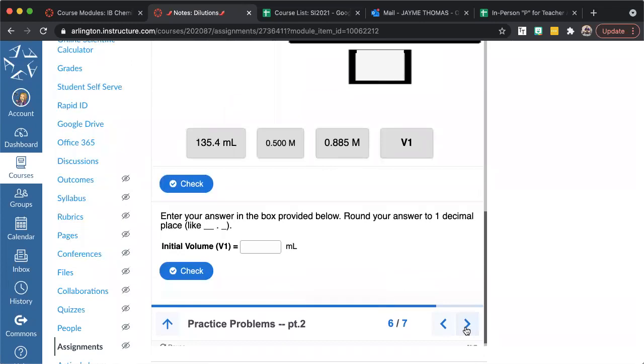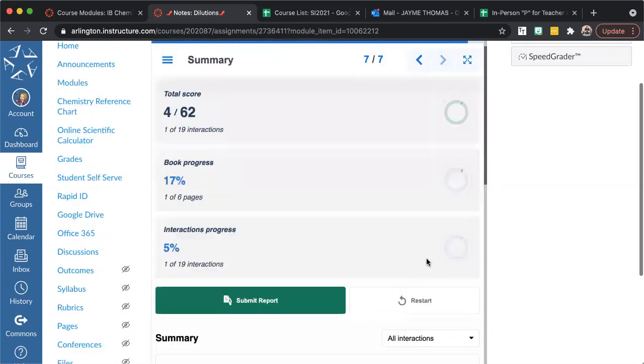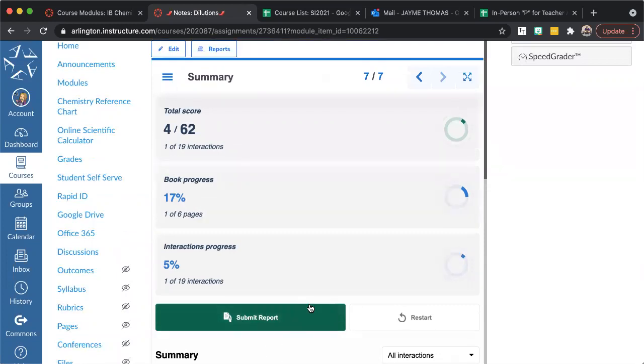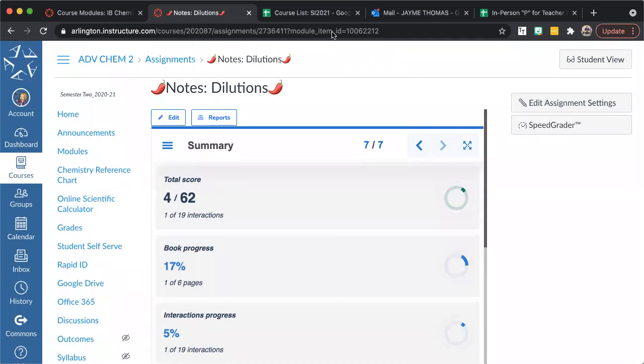Okay. And then when you're done with everything, you've watched the videos, you've done all the activities, you've done the practice calculations, all that stuff. Make sure you go to this last page and make sure that you check that everything's done, and then make sure that you submit your report for your grade for today. All right.